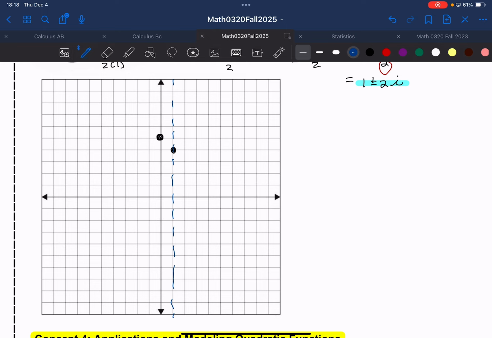Positive. So is it going to be facing up or down? Up. Okay.